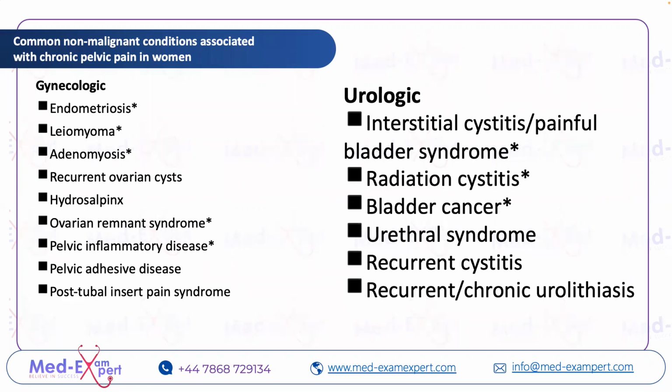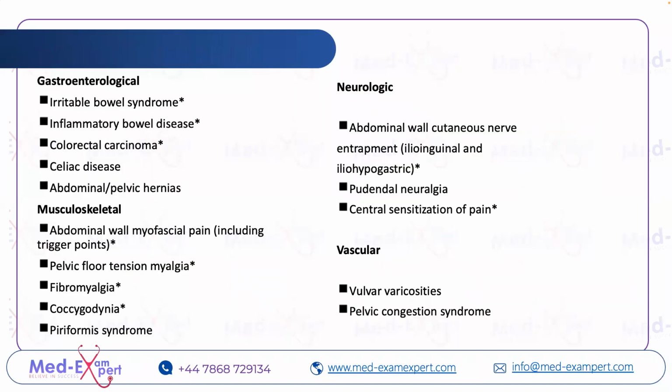Then in terms of urology, you can think of interstitial cystitis, bladder pain syndrome, radiation cystitis, cancers, urethral syndrome, recurrent cystitis, recurrent chronic urolithiasis. Then there are certain gastroenterological causes, especially irritable bowel syndrome and inflammatory bowel disease.